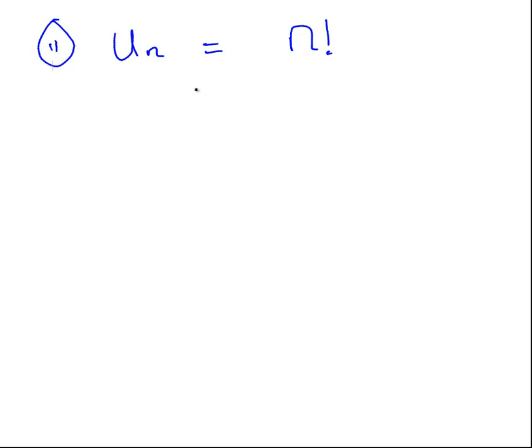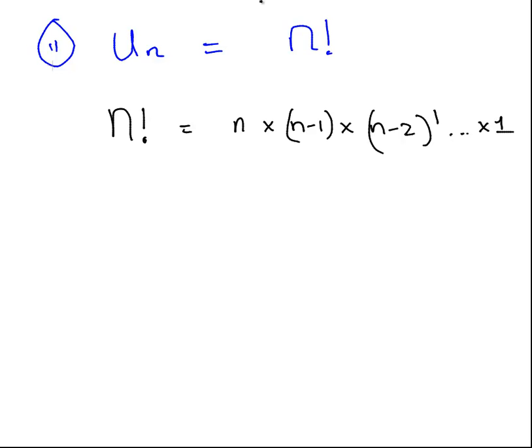U of n equals n factorial. So n factorial, just in case you don't know, is n times n minus 1 times n minus 2 and so on, till we get to times 1. Just as a quick example, 5 factorial is 5 by 4 by 3 by 2 by 1.